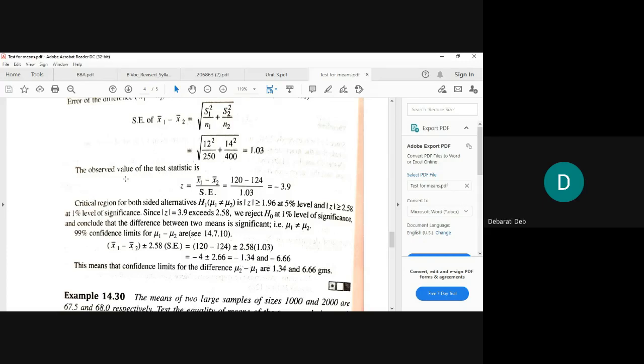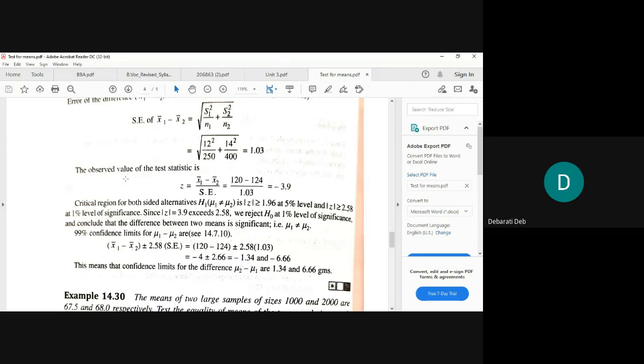Okay. So write down X1 bar as 120 and X2 bar, substitute X2 bar with 124, and in the denominator it will be SE or standard error, which will be 1.03. Right, now you have calculated the value of standard error, so it will be 1.03. If you solve it, you will get minus 3.9.